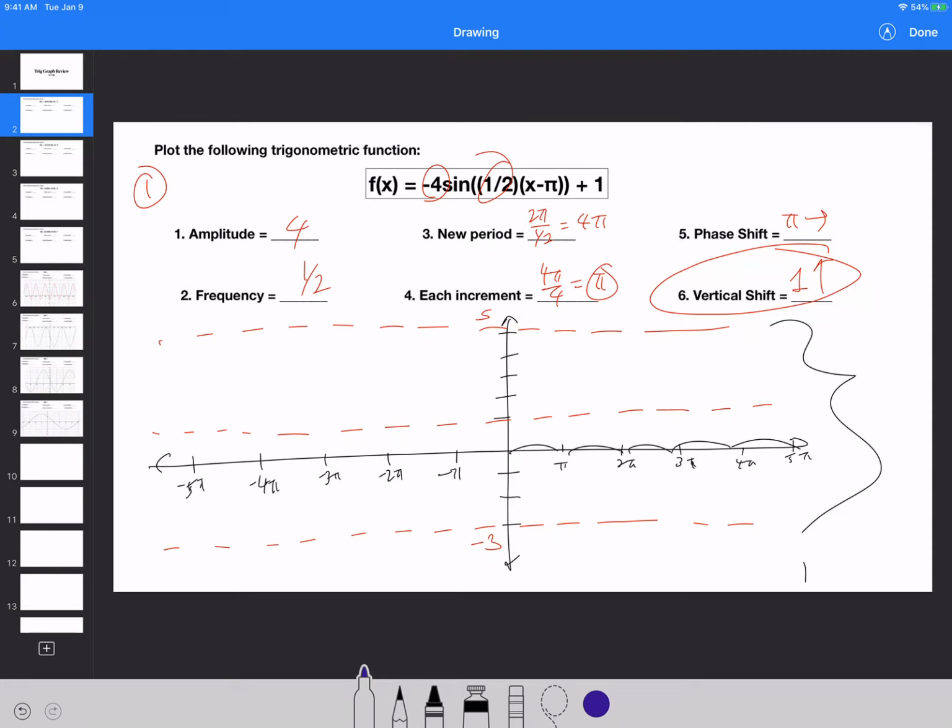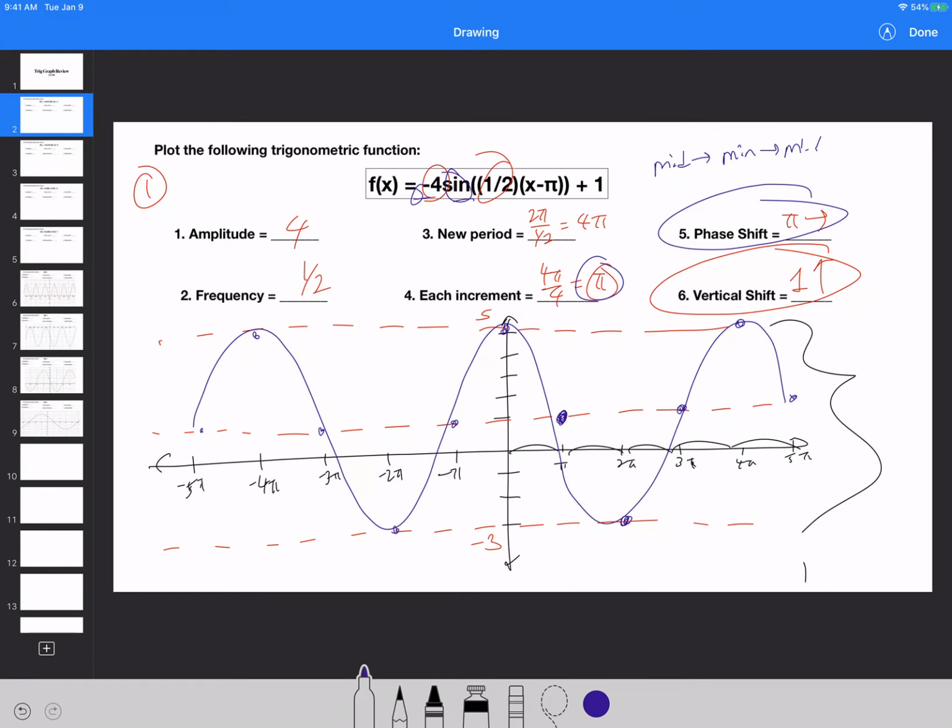So pi units to the right, that's where I'm going to start here. And it's a negative sine graph, so I always start with mid. Negative sign means I'm going to go to min and then to mid. So every increment of pi, I'm going to be alternating: minimum, middle, maximum, middle. And then this will go on and on. And that will be my wave right here. Yes, it looks like a cosine wave because it starts at the maximum.